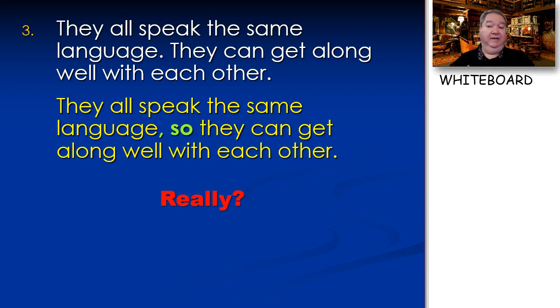That's certainly no guarantee. Now, it can help in some situations. Of course, if you can speak the same language, then you can communicate, you can explain yourself, you can share your ideas more easily. But that certainly does not guarantee that you will get along well with each other. So actually, this is kind of a stupid example, but that's the best answer for this one.